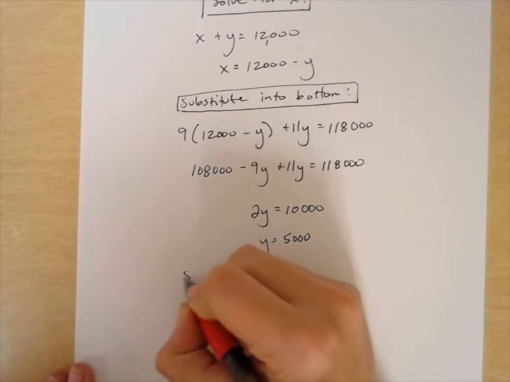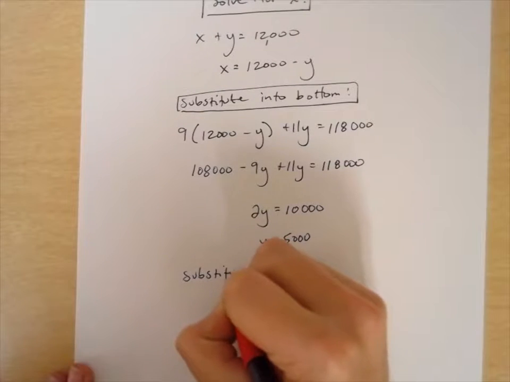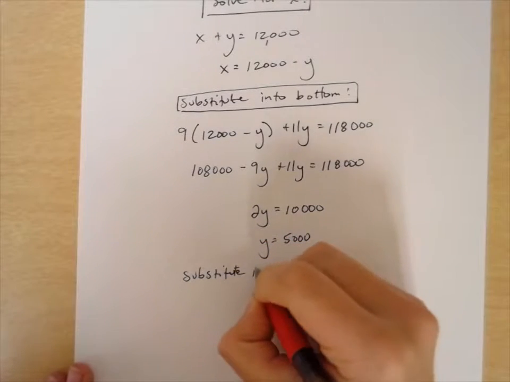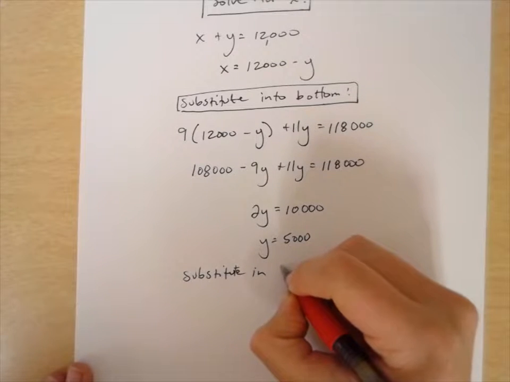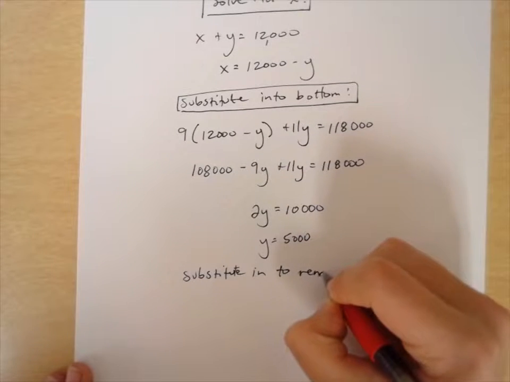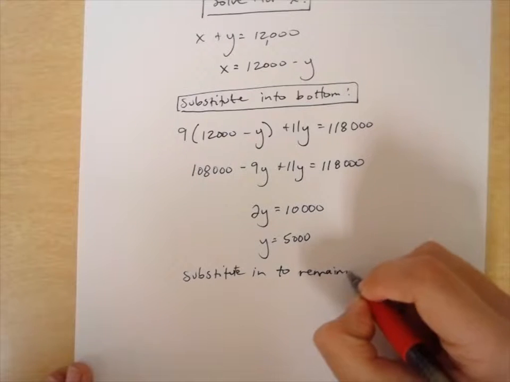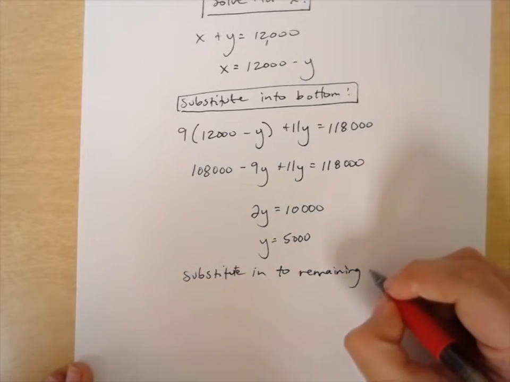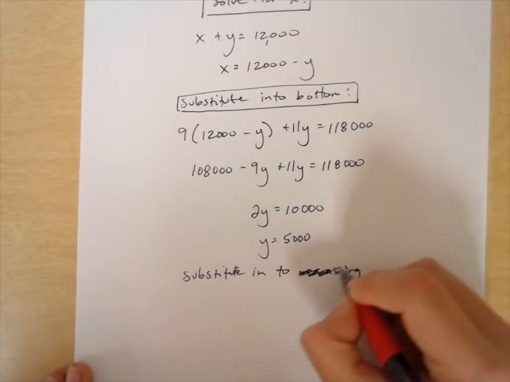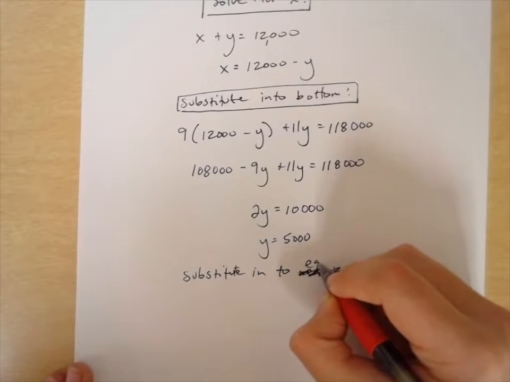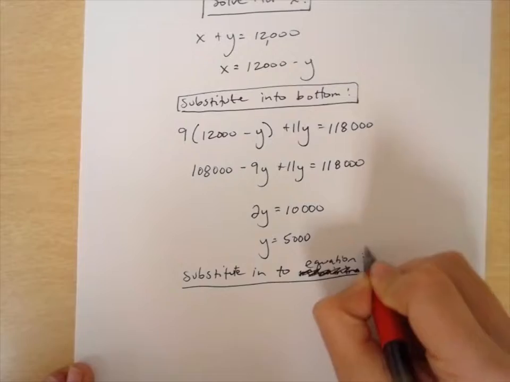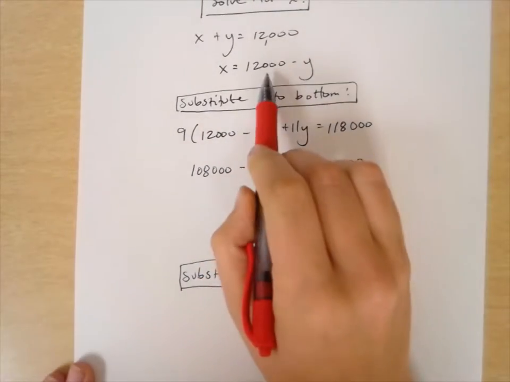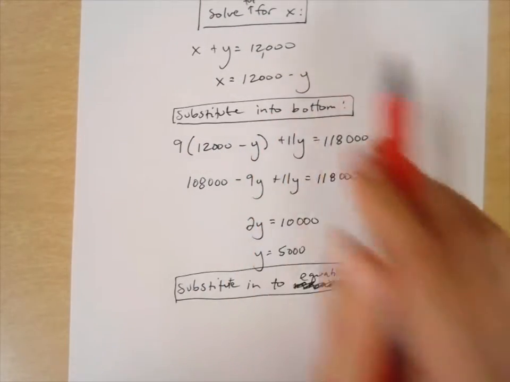We're going to say substitute in to remaining equation, I guess I should say. Or you know, it really doesn't matter. I'm going to cut out the word remaining. I'm going to say equation. It doesn't matter. It can be either one, whatever floats your boat. I just personally think that this is a sensible thing to plug into because that's going to be really easy.